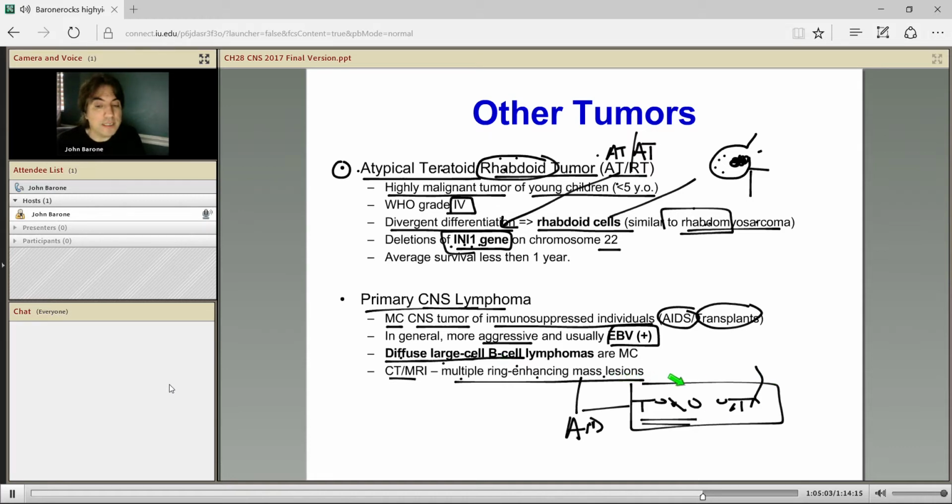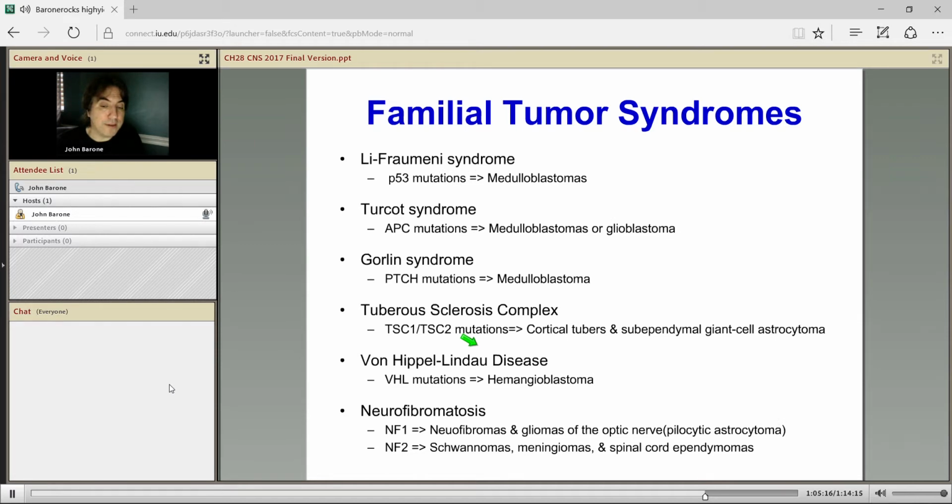This is usually more diffusely spread throughout the brain. But the way you tell apart is treat. Treat for toxo for 2 weeks. If the masses get smaller, it's toxo. If they don't get smaller, you need a brain biopsy. And again, they usually die of it. So CNS lymphoma is usually a lethal thing, not a good thing to have.